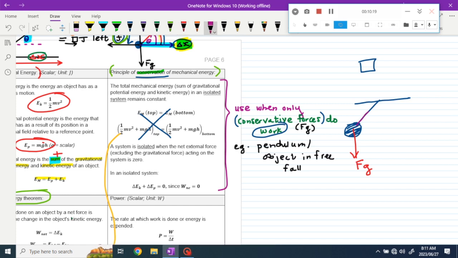Okay. Now the tension force is not a conservative force. It's not. And yet I am telling you that you may use the principle of conservation of mechanical energy for a pendulum. The reason why we can use this principle here is simply because although there are two forces here, one that is non-conservative and one that is conservative, only one of these forces is doing work.